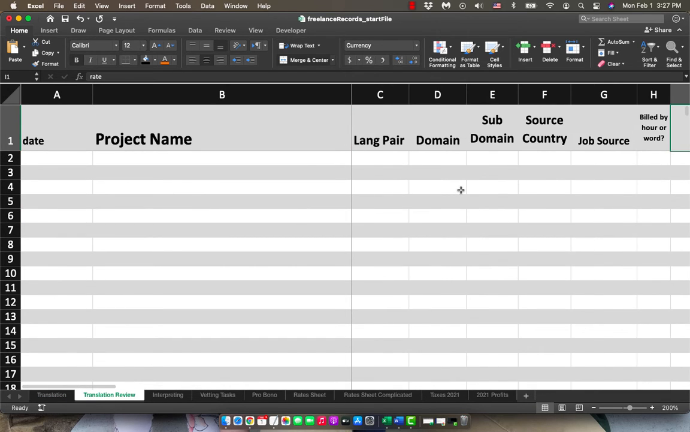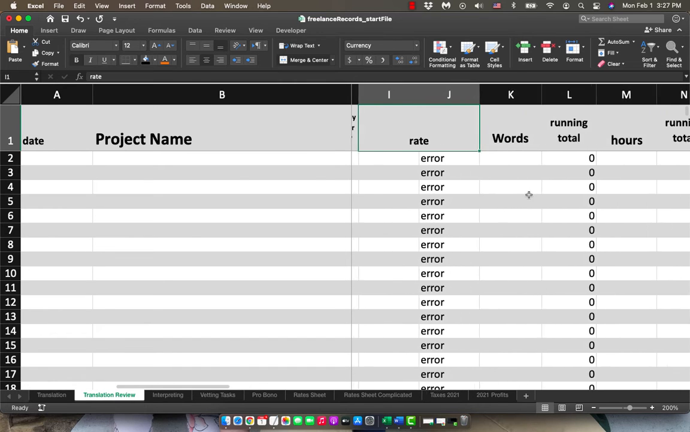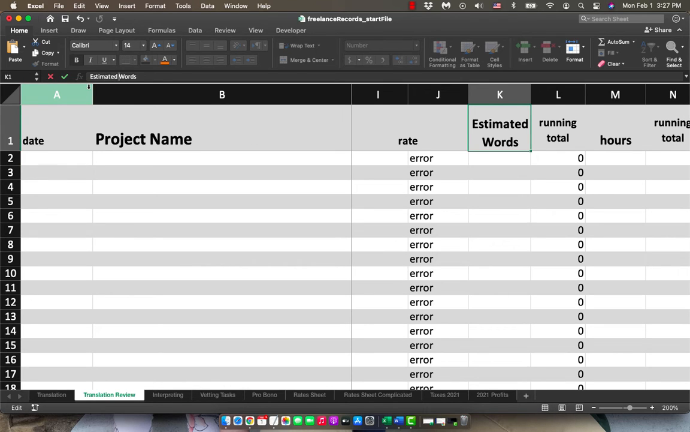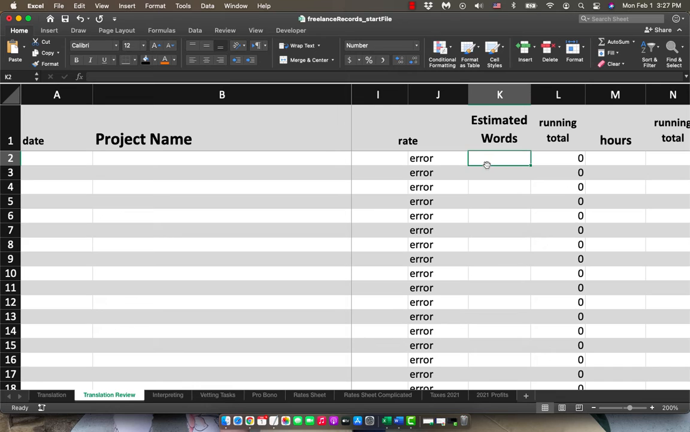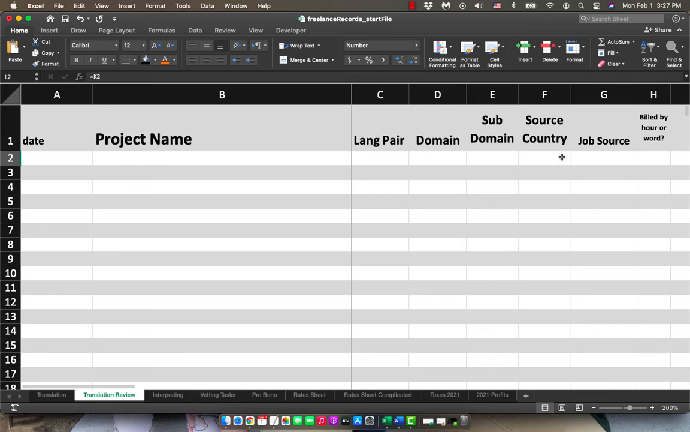It's the exact same as the previous sheet, the only difference being, sometimes I write here estimated. I think on my personal records it says estimated words, because with translation review, sometimes you have to ballpark it. And you would enter in all the same information here, making sure to have all this meta information.